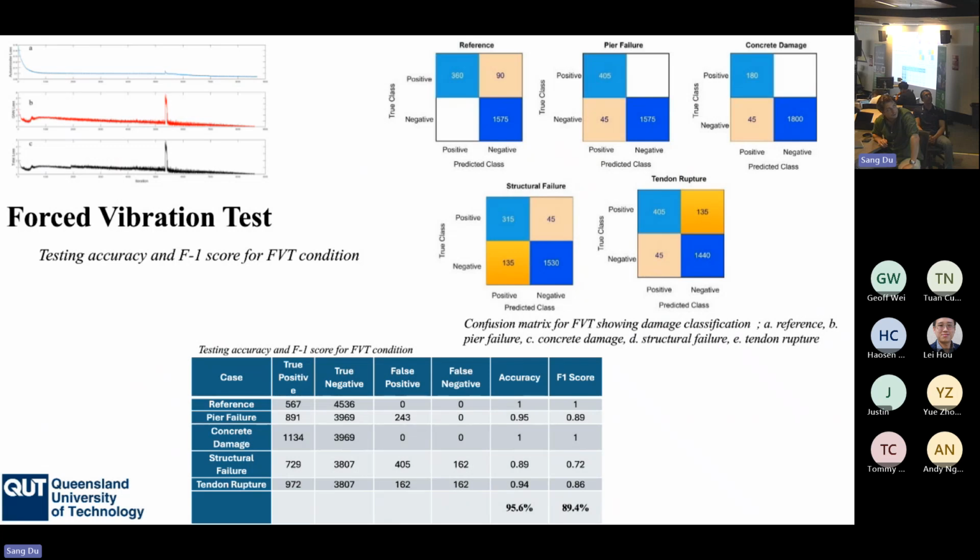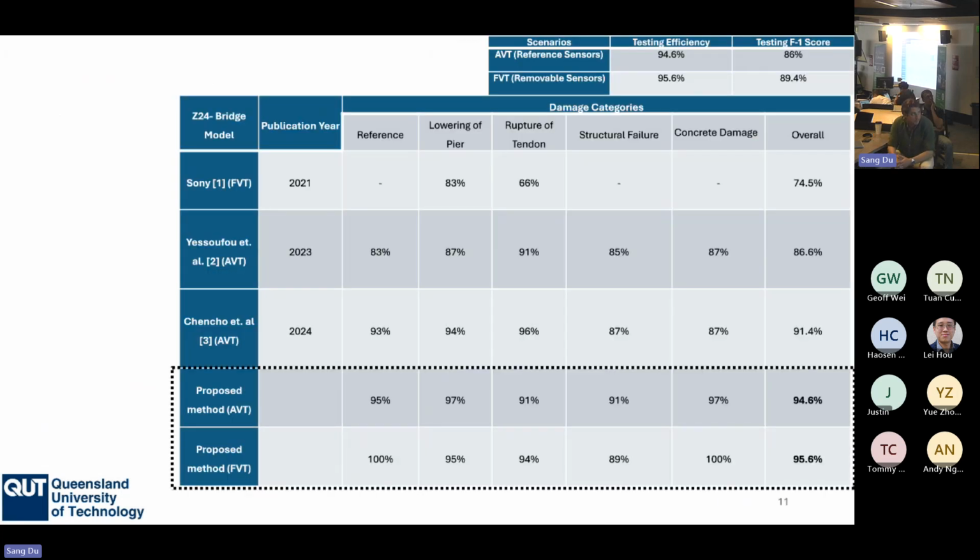And these are the results for the forced vibration test. Again, I achieved an overall efficiency of 95.6%, and the F1 score is 89.4%. And when I compare it with the latest studies, I achieved relatively high accuracy here, 94.6% and 95.6% overall.